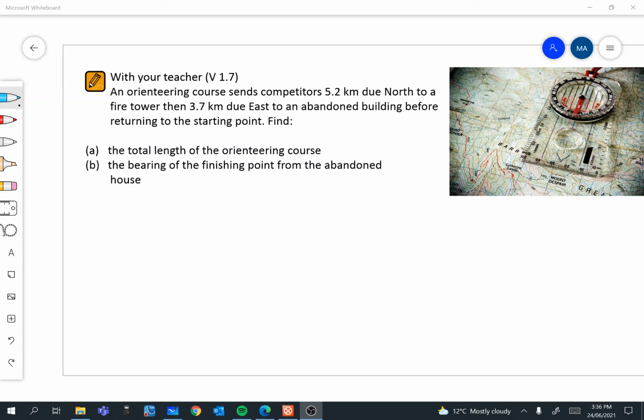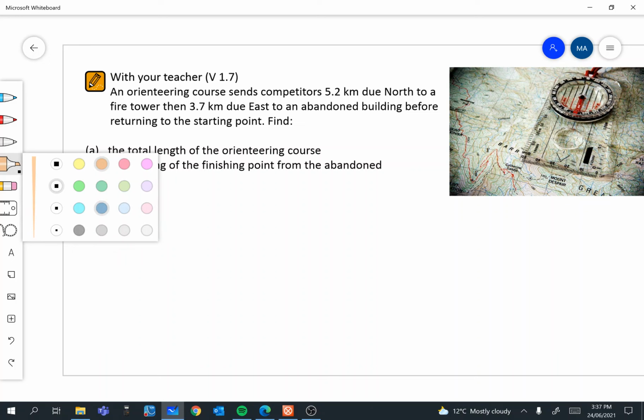In this video we're going to apply our understanding of bearings to a question in context. So here we have an orienteering course. So let's look at the important information in this question.